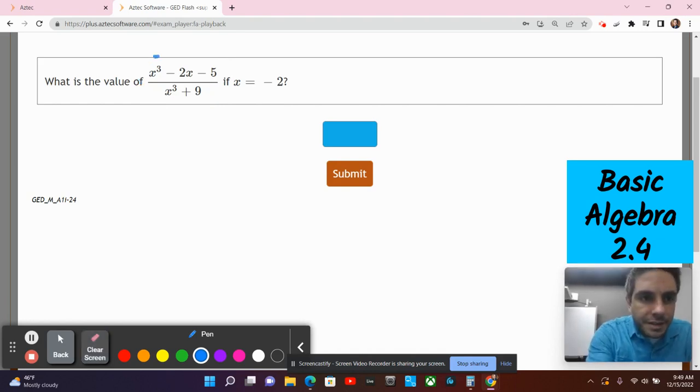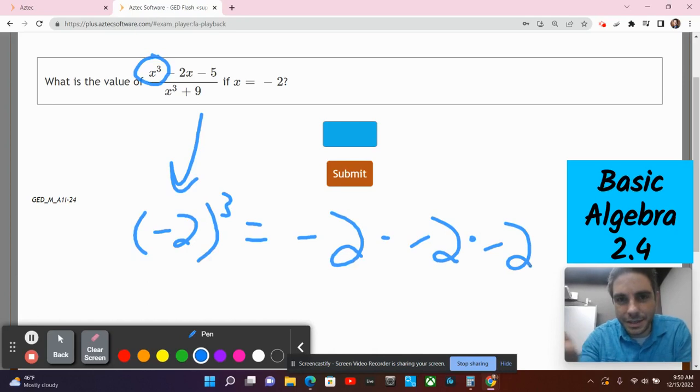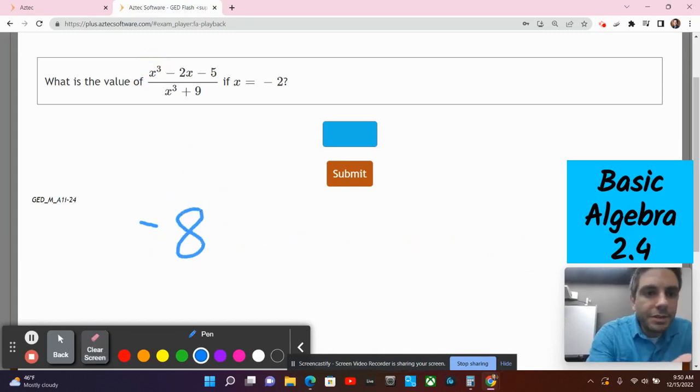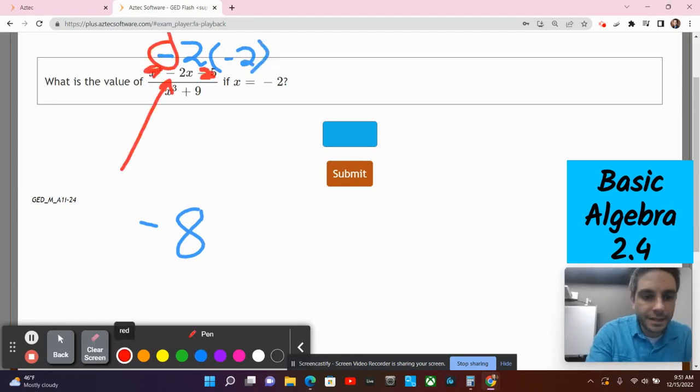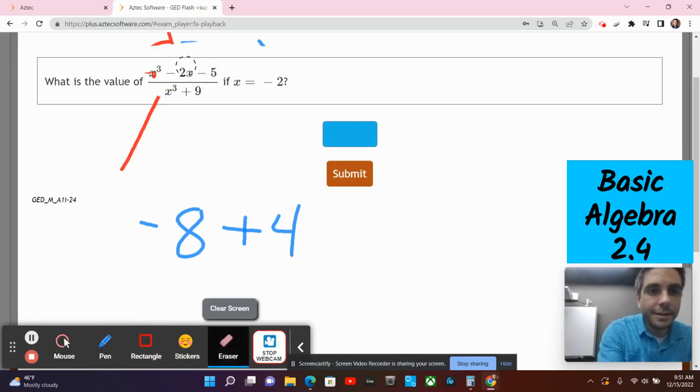Okay, so the very first part is x to the third power. Now, -2 to the third power just means -2 times -2 times -2. And I'm using a little dot there in between the numbers to show multiplication. Now, that's something you can put in your calculator, but that's ultimately just going to come out to be -8. Then we want to do -2 times -2. Now that's equal to +4, so I'm going to put +4 to show that part of the answer. And then the final number on the top is -5.